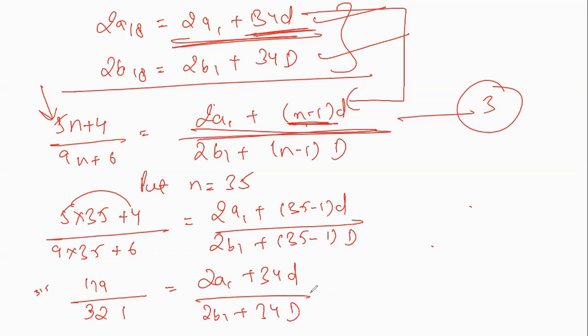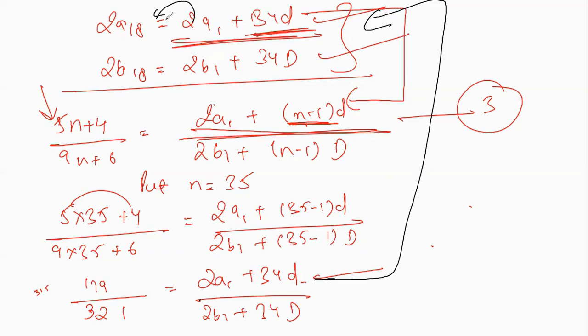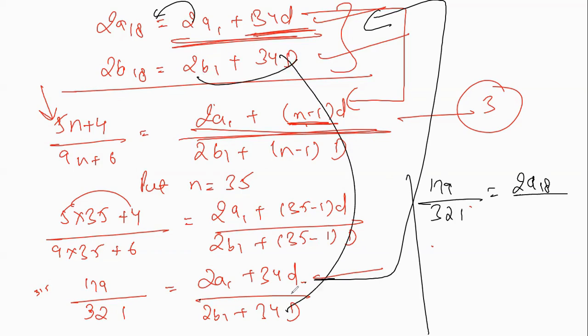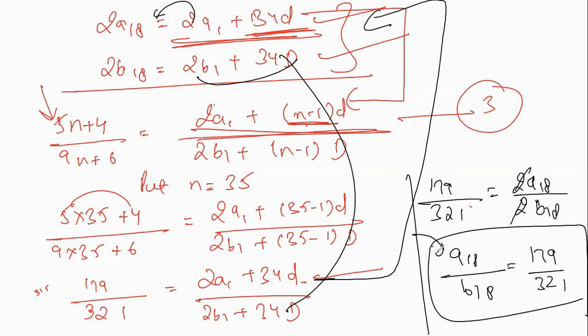Now, if you compare this one with this, 2a1 plus 34d is equal to 2 times A18. So 179 by 321 is equal to twice A18 over, and similarly, when you compare this one with the denominator, it will be equal to 2 times B18. The 2 cancels out. So the ratio of A18 over B18 is equal to 179 by 321. That's as simple as that. So yes, thank you everyone. Thank you so much.